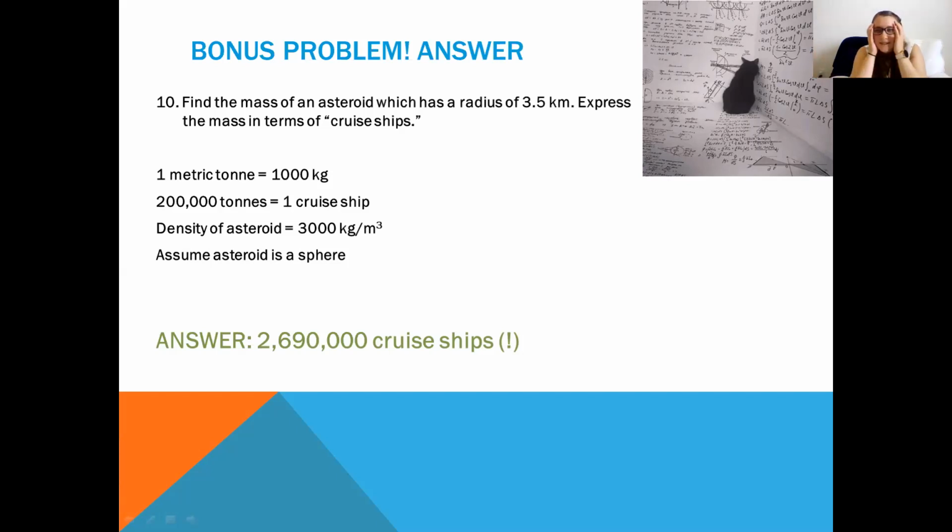That's crazy. Just think about that for a second. It blows my mind. So we take this asteroid that has a radius of 3.5 kilometers. That's not a very far distance. And it has a mass of more than 2 million cruise ships. I just can't even, space blows my mind. So that's super cool in my mind.